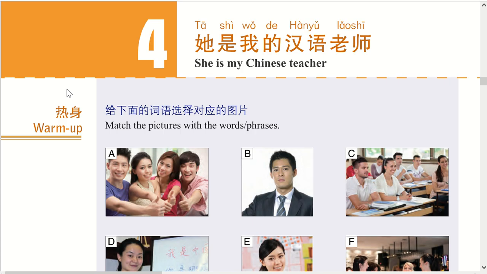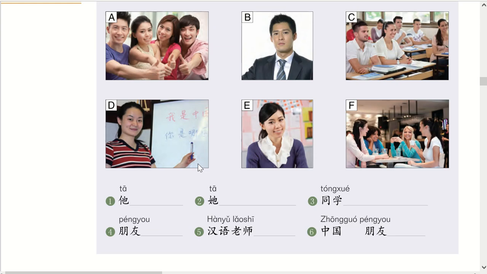Before we move to the text, let's review some important words. First important word is 他. This 他 is for male. Did you see? The characters are different. This 她 is for female and this 他 is for male. This one answer is B. And this one answer is E.